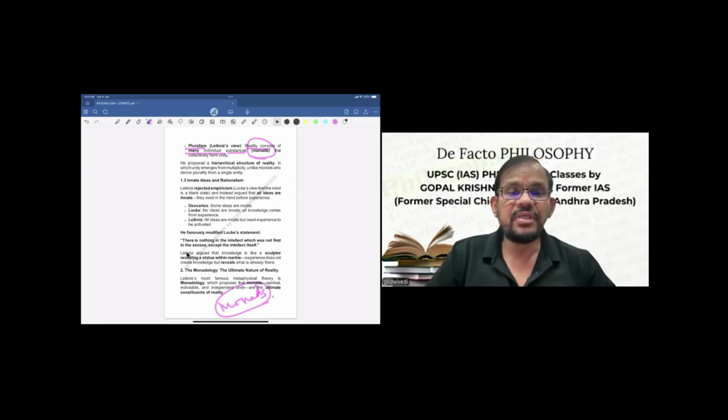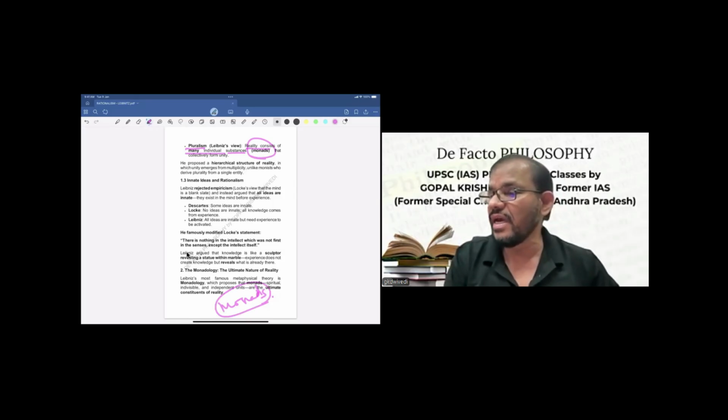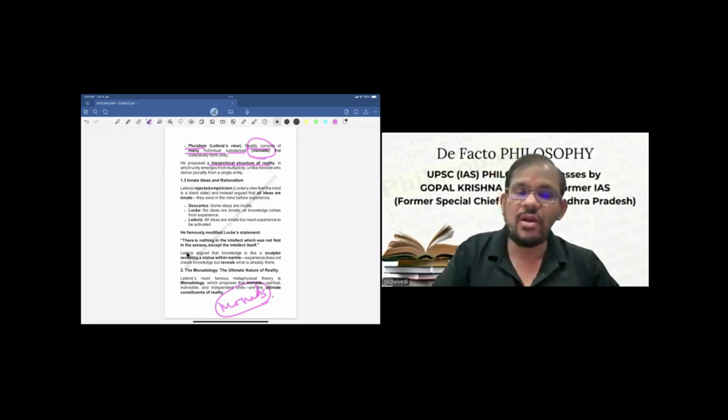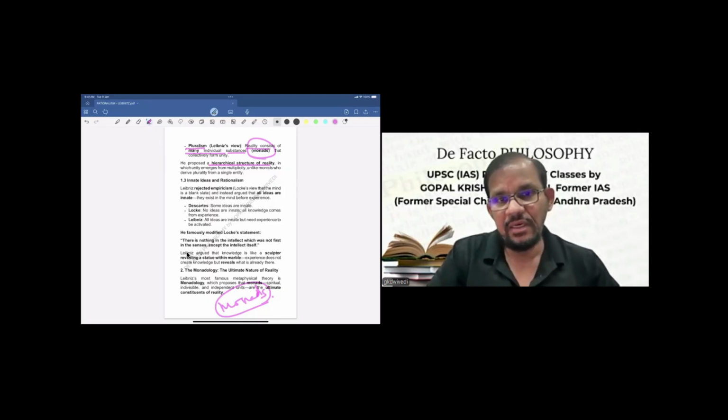He proposed a hierarchical theory of reality, that monads are also of different kinds. We will see in subsequent slides that monads are of different levels in a hierarchy, right from spiritual, then material, and then all those things will come. So it is basically a hierarchical structure of reality.